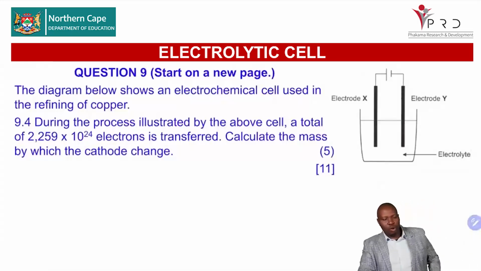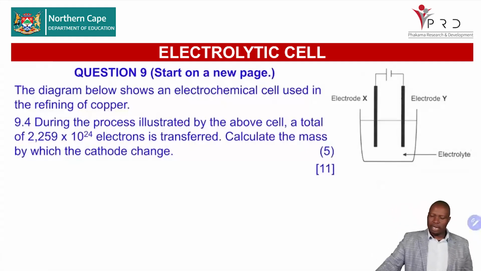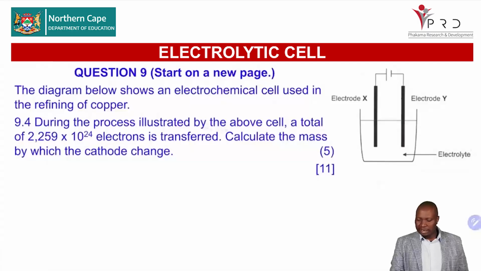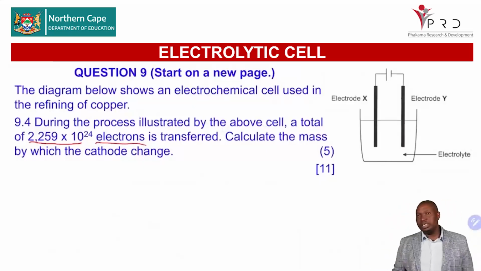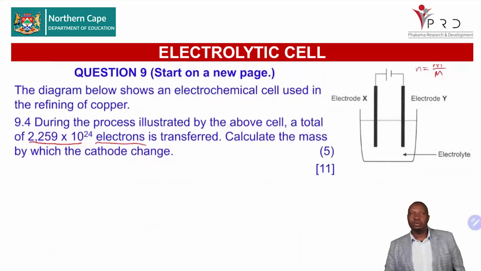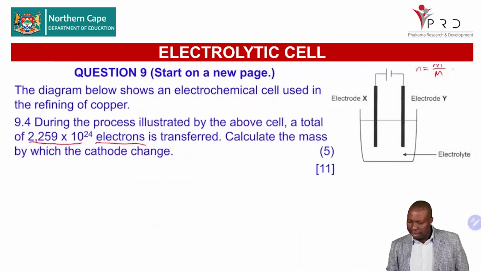Now they are saying the diagram below shows an electrochemical cell used in the refining of copper. During the process illustrated by the above cell, a total of 2.259 times 10 to the power of 24 electrons. You see, it's important to always know those formulas in your data sheet, to say, okay, when I'm given mass, I will definitely use this formula to calculate number of moles. When I'm given number of particles, the particles can be electrons, protons, ions, I will use n equals N over NA.